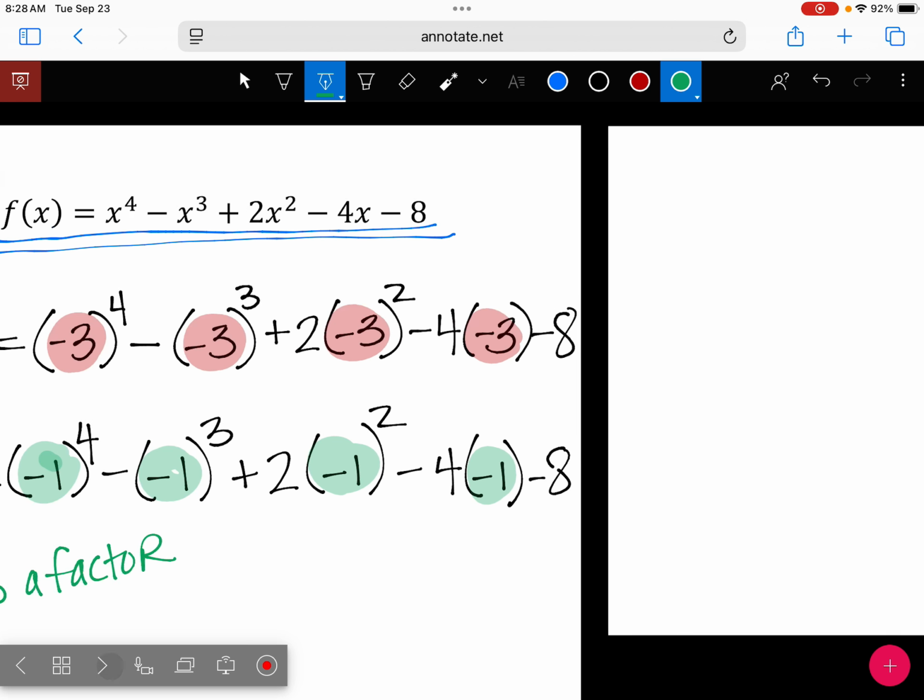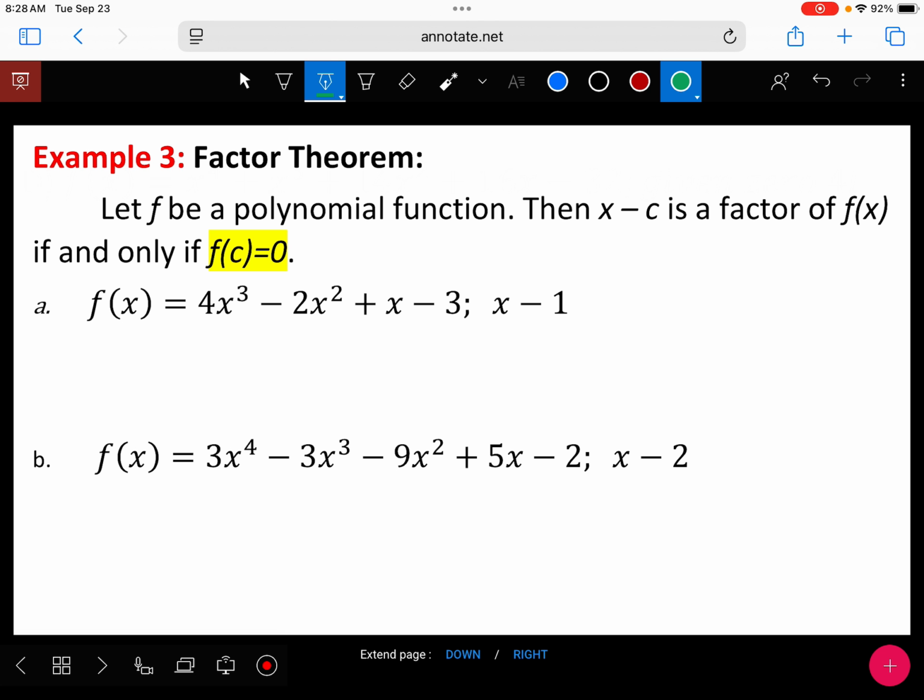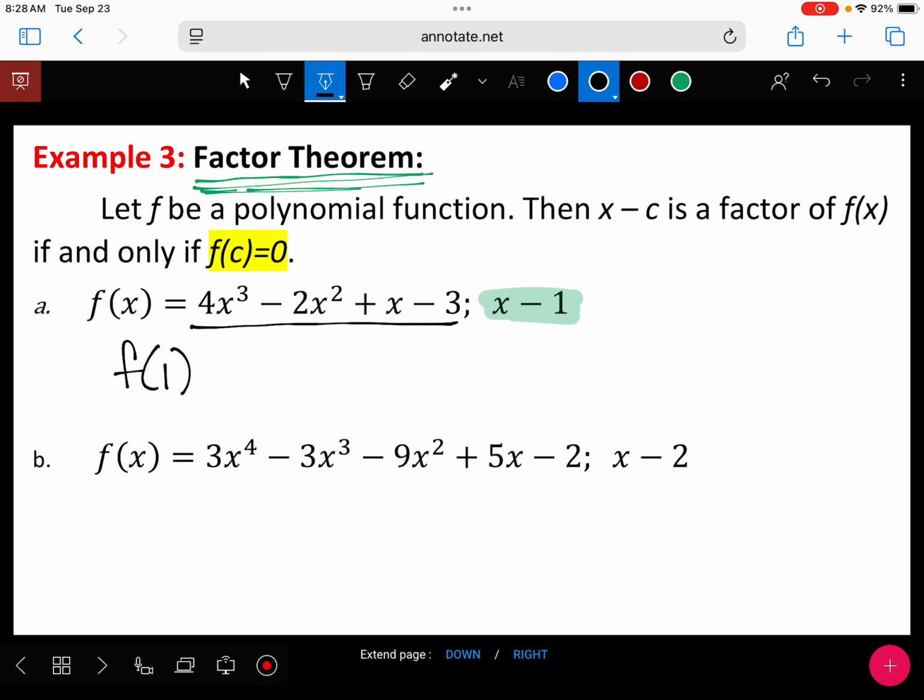All right, so with that in mind, I want you to do the remainder test, well, the factor test, to figure out if that is a factor of this function. You would have to find f of positive 1 to see what you get. If you get 0, it is a factor. If you get anything other than 0, it is not a factor.